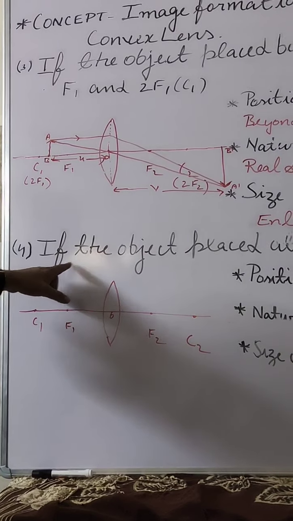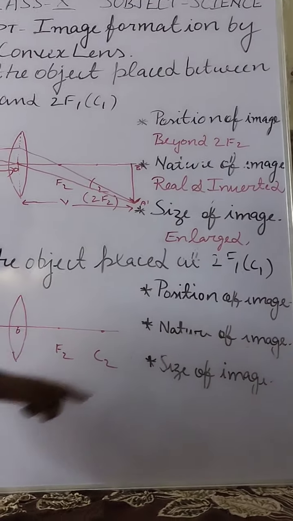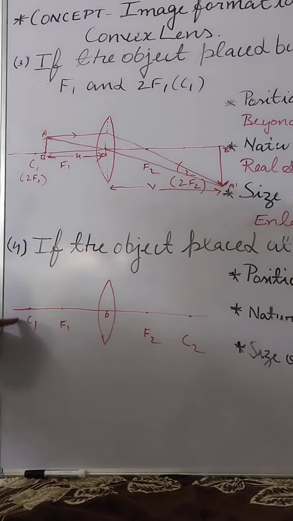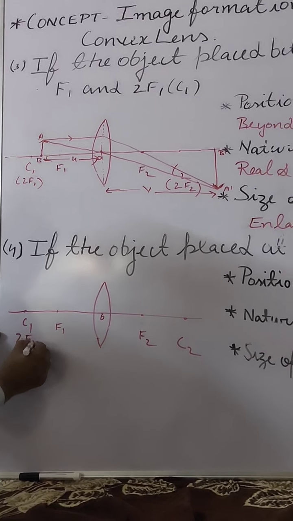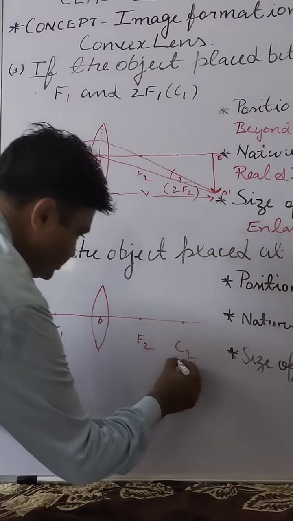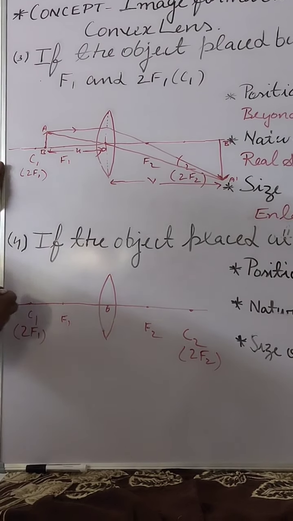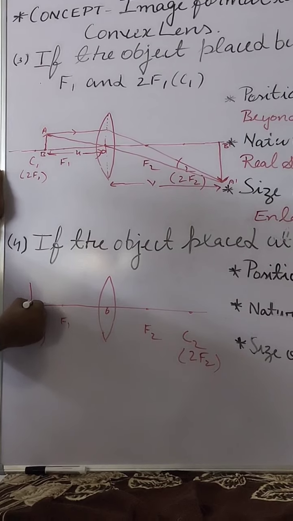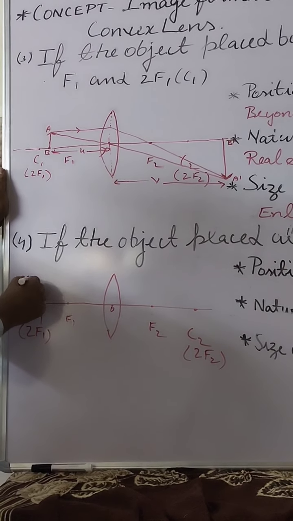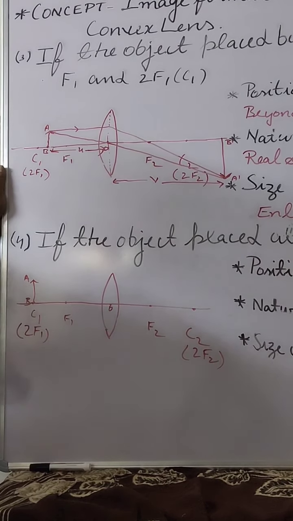Now if the object is placed at 2F1, means the object is placed here, student, it is 2F1, and C2 is also known as 2F2. Now the object is placed here, we draw the object here, it is A and B. What is it? It is the object.